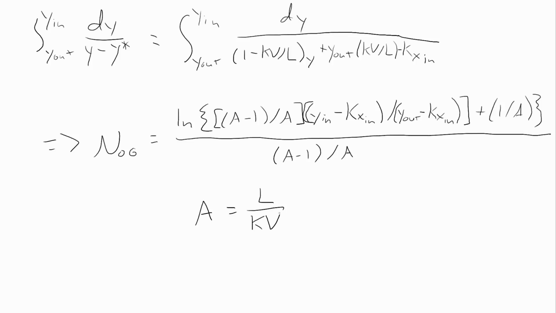The HOG may be quoted for a given column, a given type of packing material, a given separation, and with those you can calculate the length of the column necessary to accomplish a given separation.